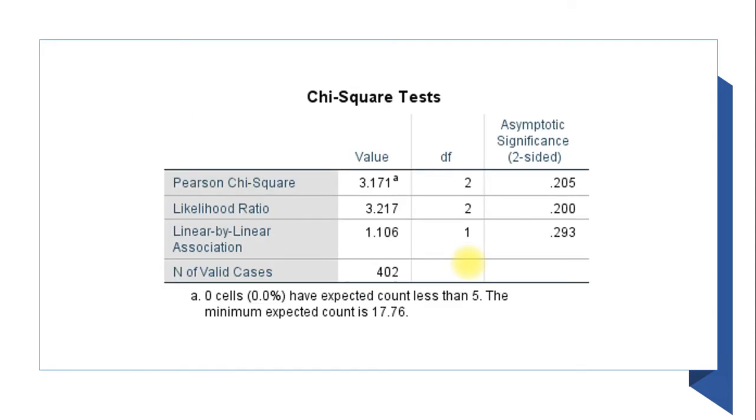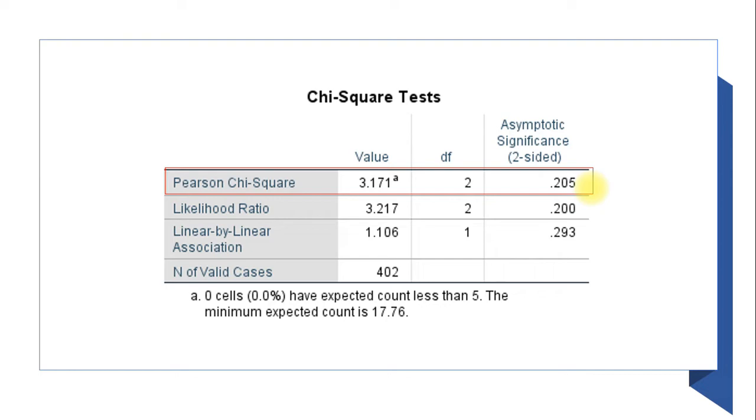Further, the chi-square test statistics. The Pearson chi-square test statistic we have calculated using SPSS, and the value of chi-square is 3.171. You can see that, and the p-value is 0.205. If you multiply 0.205 by 100, that becomes 20.5%. So 20.5% is greater than 5%, which is my alpha.